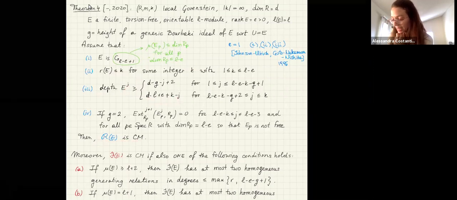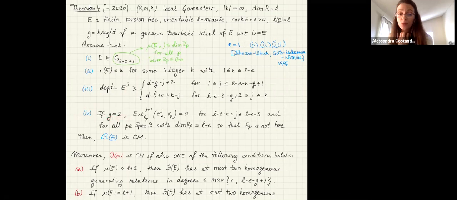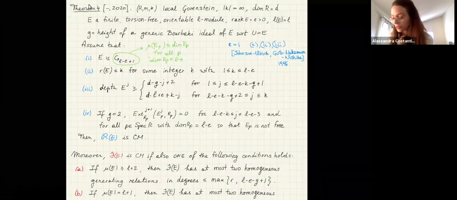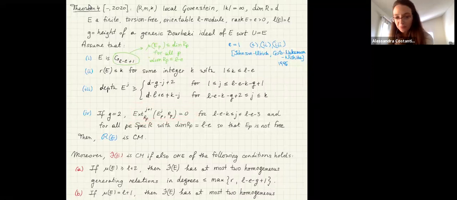What happens is that in the case of modules of rank at least 2, if the Bourbaki ideal happens to have height at least equal to 2, which is, by the way, the most common case happening, so this condition is really relevant, you need this extra condition here. That is kind of manageable because it's a vanishing of X. And these are technical conditions that allow to make the deformation property in terms of the associated graded ring of the generic Bourbaki ideal. So all of these conditions guarantee that the result is Cohen-Macaulay.